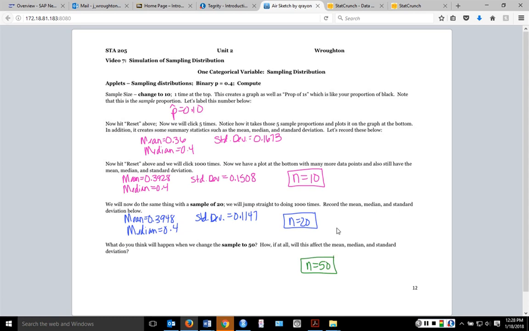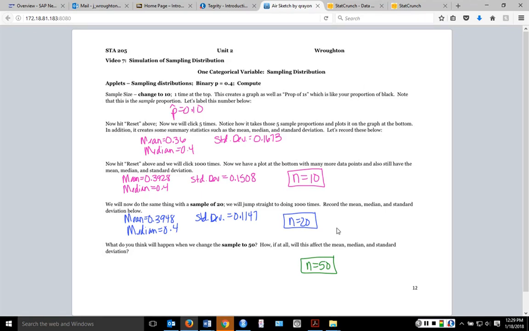Alright, so that's what we're going to do. Do you think the mean will change? If so, how? Do you think the median will change in comparison to our other two? If so, how? Do you think the standard deviation is going to change? And if so, how? How do you think it's going to have an effect? A moment for you to think if you have any predictions of what's going to happen.